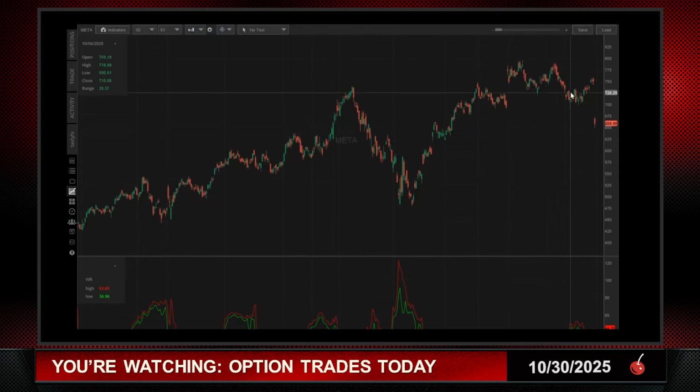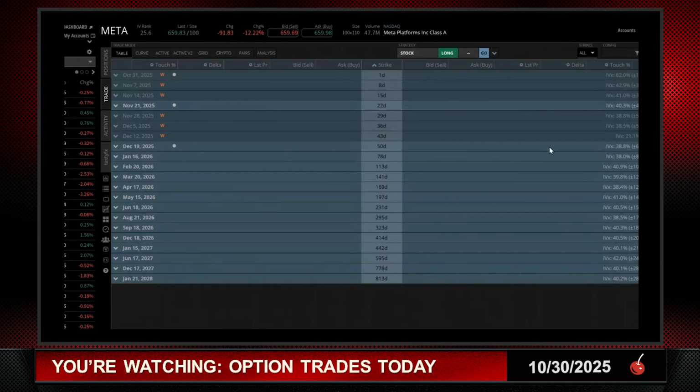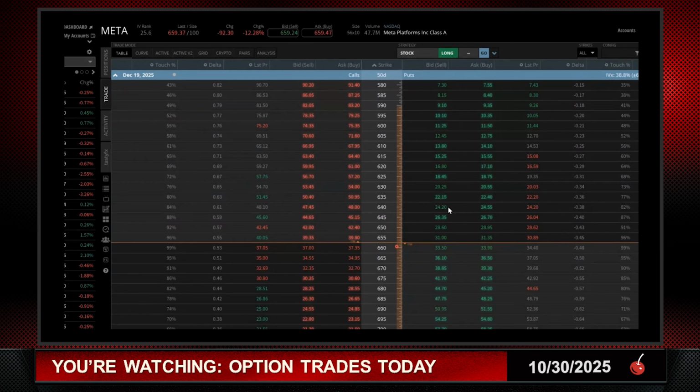So you might think I might go with an omnidirectional trade, but you know what? I noticed something in here that I think is pretty interesting in December. So let's take a look at that. December options have a 38% monthly implied volatility. So I'm going to click on the December options.